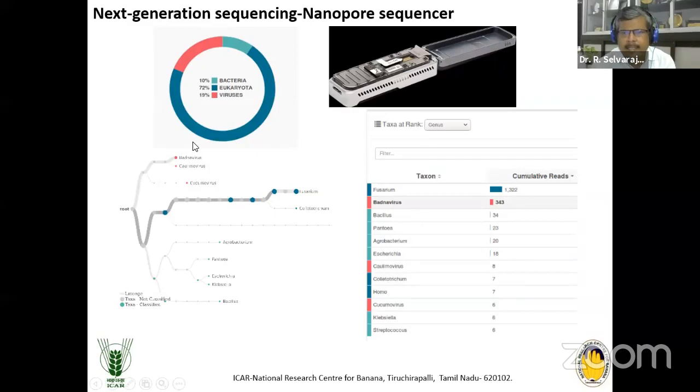And again, this nanopore sequencer can be adapted. We did a spiking with Fusarium oxysporum with the banana virus, and we were able to detect. So it is possible to collect a root sample infected with the virus as well as infected with Fusarium and make it DNA, and you can detect on the spot if it is there. So nanopore can be applied for multiple pathogen detection also.